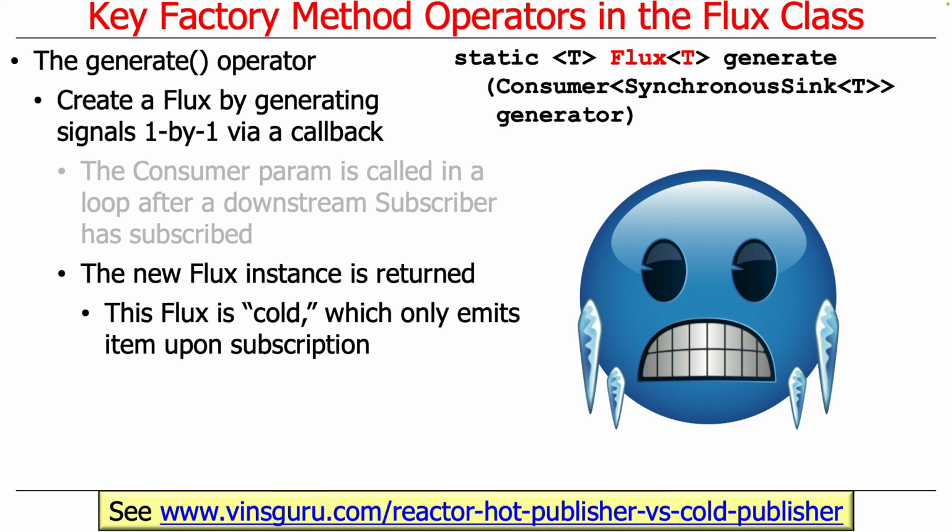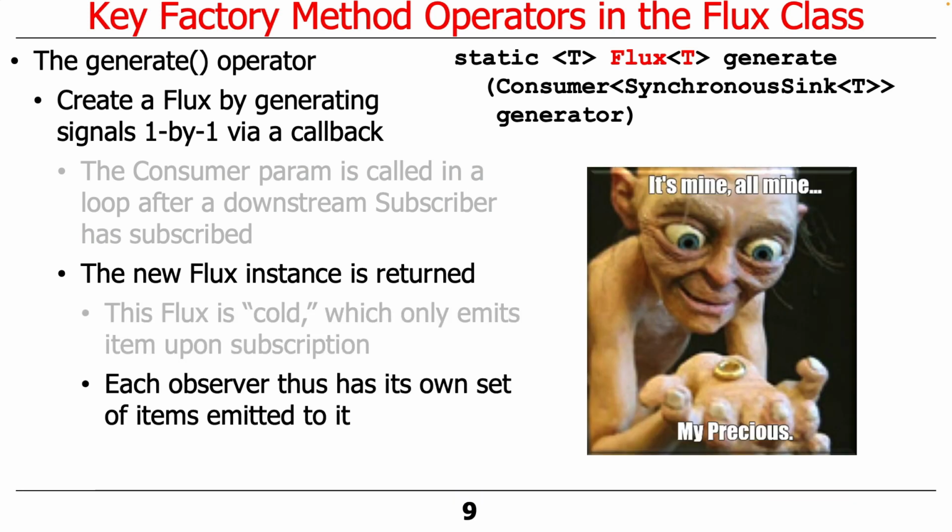A hot publisher will emit events when it starts and doesn't really care if anything is connected to it. Think of it like a radio signal broadcast, which will broadcast irrespective of whether there's anybody listening or not. Each observer, each subscriber, therefore has its own set of items emitted to it. So when you subscribe, you become the recipient of the items that are going to be generated by the generate operator, and each one gets its own precious set of values.